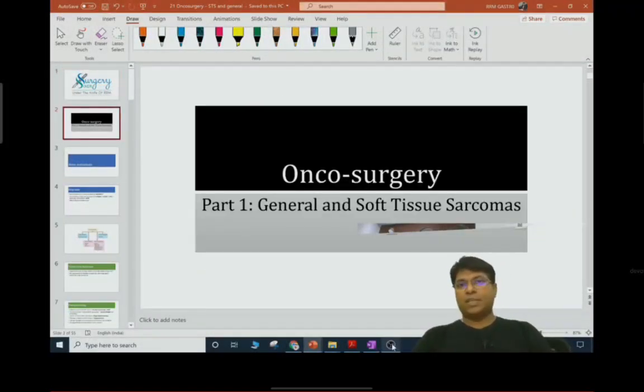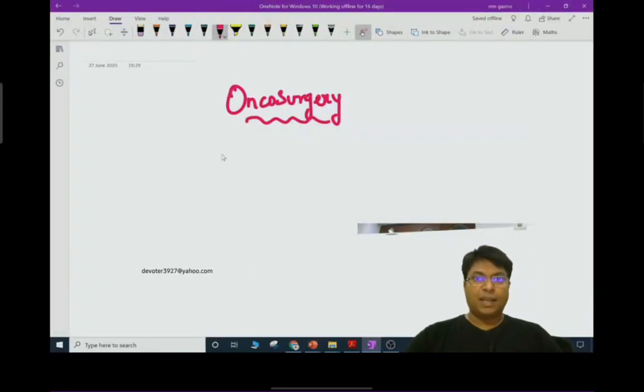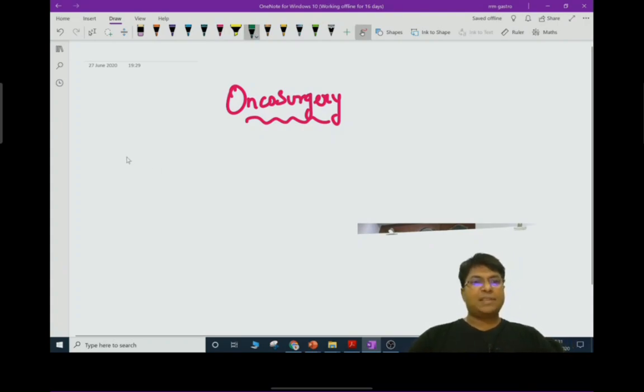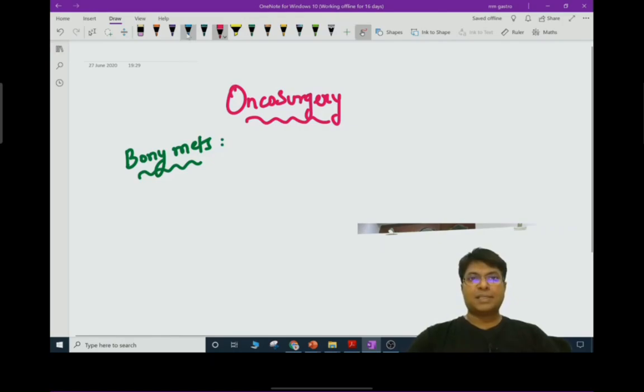So this chapter is going to be discussing the oncosurgery part, general and soft tissue sarcomas. Let me start my discussion on oncosurgery. First, let us discuss bony mets. I hope you would have read about bony mets in your orthopedics also, but let us discuss certain basic points which are needed from a surgical aspect.